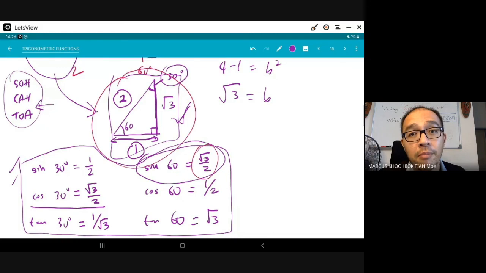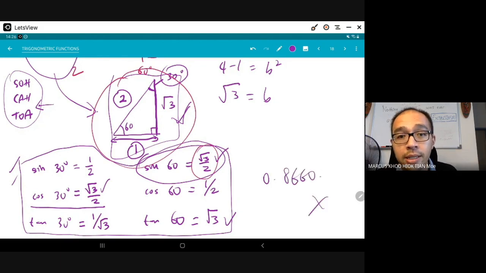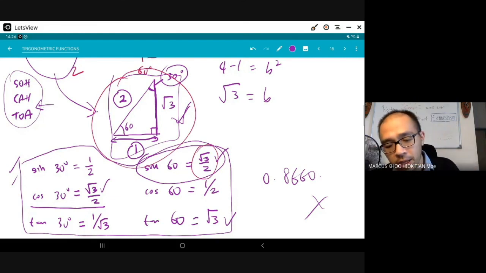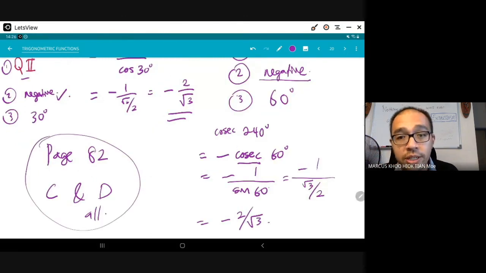But yes, if you answer questions, especially when the question says don't use a calculator, we are expecting this kind of answer, not 0.8660. This is definitely out, and this answer will be rejected, because you have used a calculator. So for your homework today, everyone, page 82, question C and question D. C and D, right? Okay, I'm not going to make this mistake again.